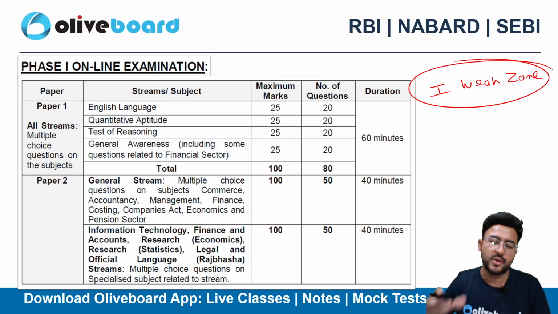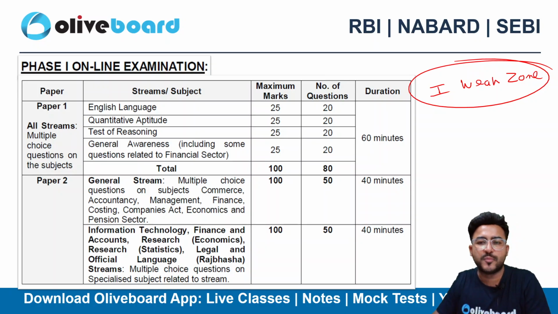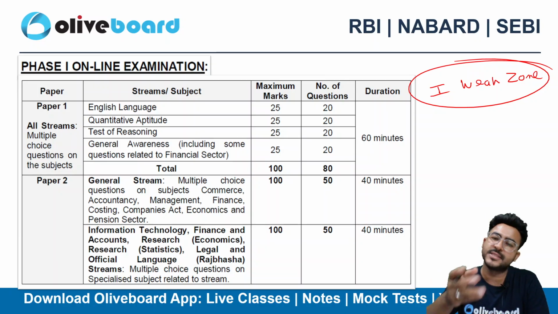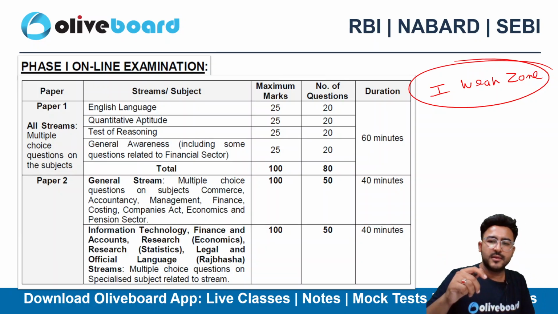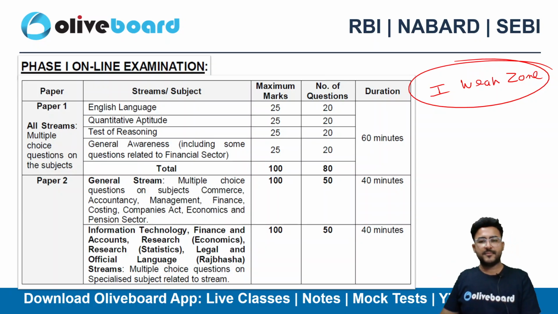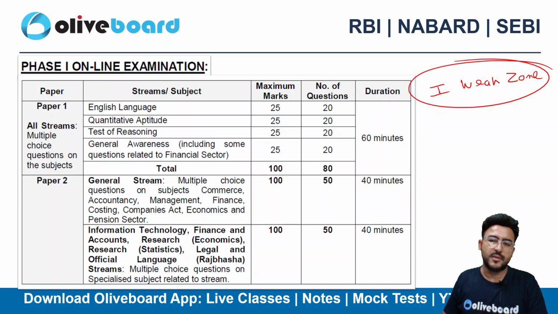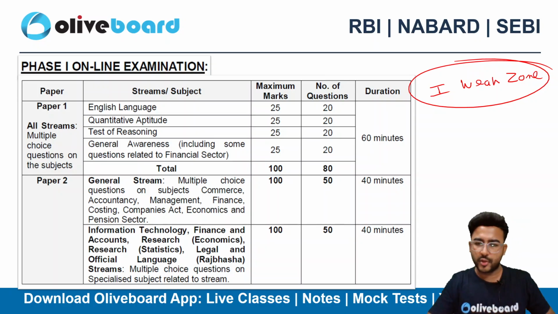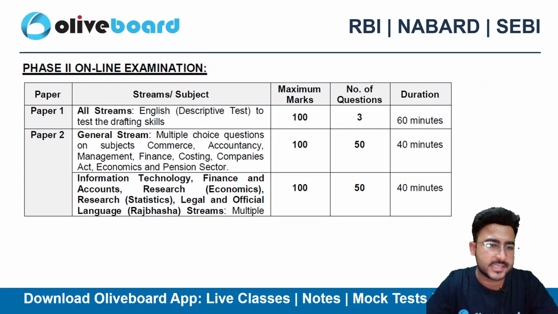अदरवाइज इट विल शेक योर कॉन्फिडेंस, वो आपका कॉन्फिडेंस हिला के रख देगा. I will advise you guys to please cover the weak zone. Let's suppose commerce and accountancy is your weak zone, that's the first thing you need to cover. If finance is your weak zone, go ahead with the finance first. Okay, that will be the strategy for your phase 1 examination.